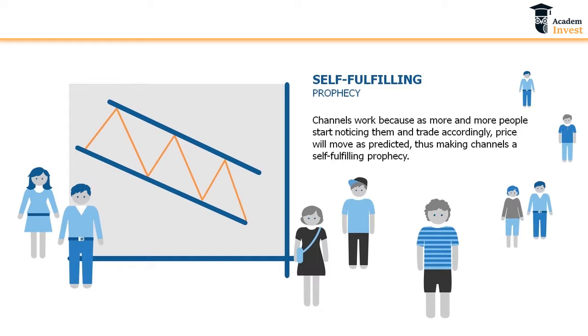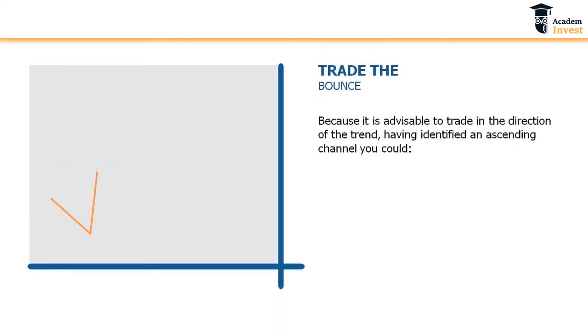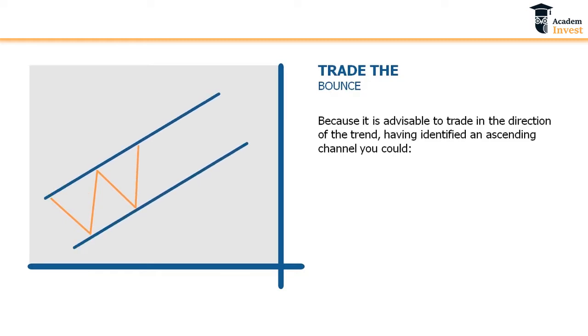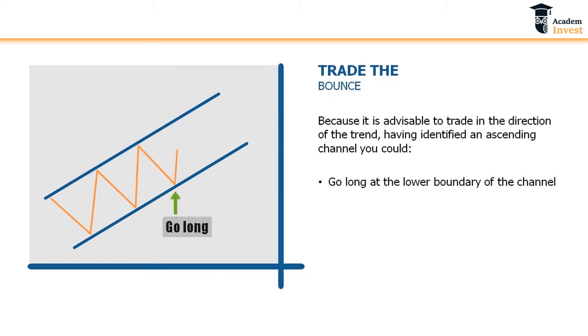There are two ways to do this: trading the bounce or trading the breakout. Let's look at trading the bounce. First, you must have two tops and two bottoms to draw the channel on your chart. Then the next time the price reaches a channel boundary, you open a trade in anticipation of a reversal. So when the price reaches the lower boundary, you buy. And when it reaches the upper boundary, you sell.